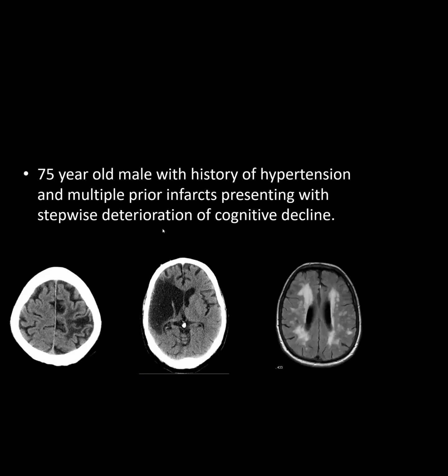So it's a patient with dementia that's stepwise. And if you look on here, there's encephalomalacia here, encephalomalacia here, and lots of white matter changes. So what do you think this is? Just vascular dementia, I suppose. Right.